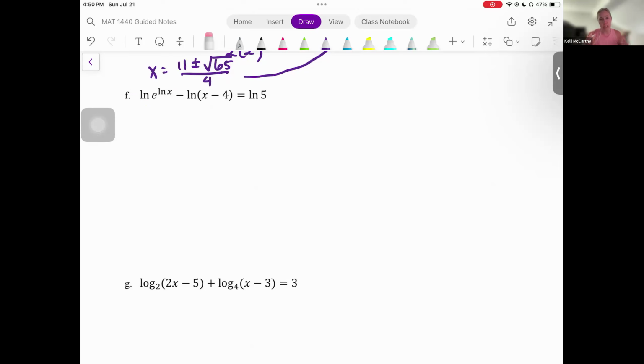There's a couple of ways we can look at this. It might be the easiest just to use the power rule to bring down that natural log of x exponent. So that would be the natural log of x times the natural log of e, minus the natural log of x minus 4, equals the natural log of 5. Remember that the natural log of e is 1, so this first term is simply the natural log of x.